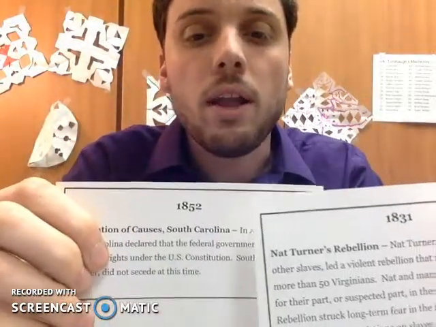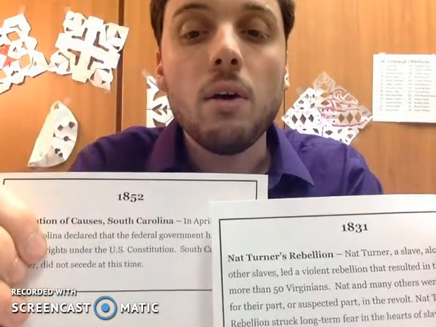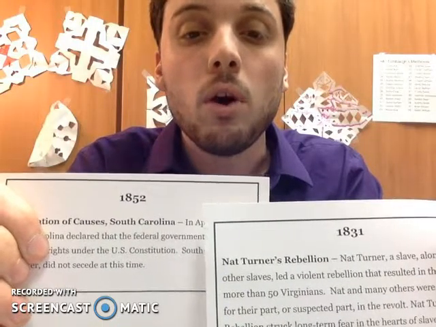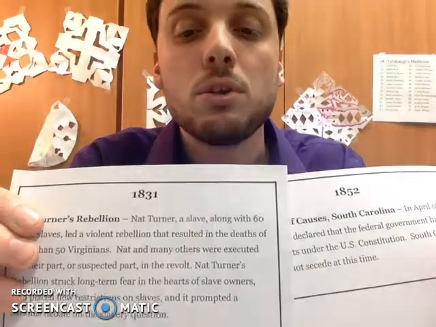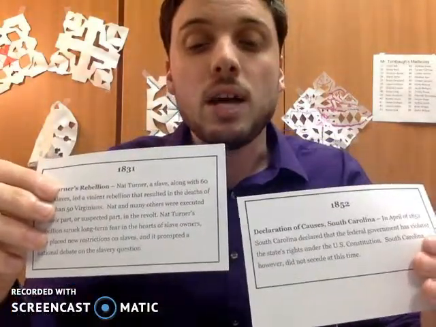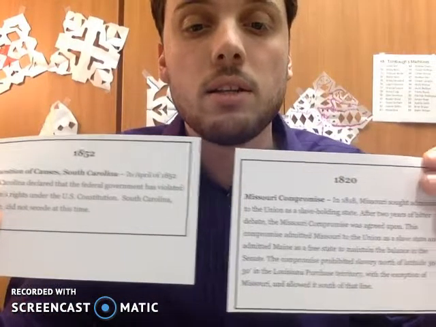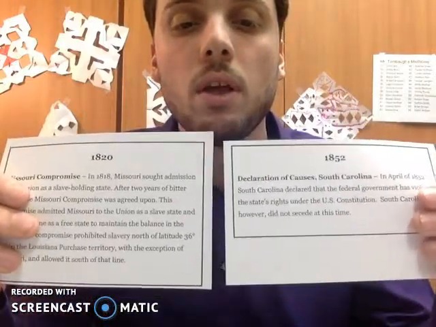So if I had 1831 and 1852, I know that 1831 would go in front of 1852, and so on. You can line them up side by side, or you can make them into a stack, however fits your group's needs. Now, there are more than enough cards for everyone to get one or two to help put them in order. Once you have your cards put in order, so this one is 1820, then 1852.